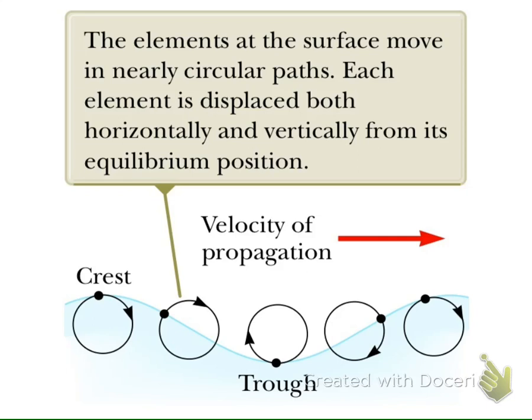We can also have a more complicated disturbance of the medium. For example, this figure shows the propagation of the surface wave on the water surface. The medium, or the element at the surface, moves in a nearly circular path. It means that each point on the surface is displaced both horizontally and vertically from its equilibrium position. The equilibrium position is the position of the medium when no disturbance moves past that point.